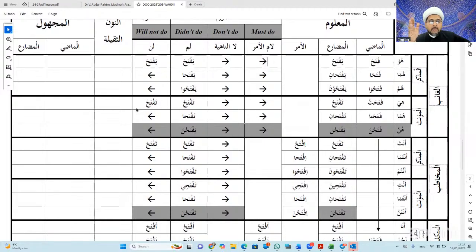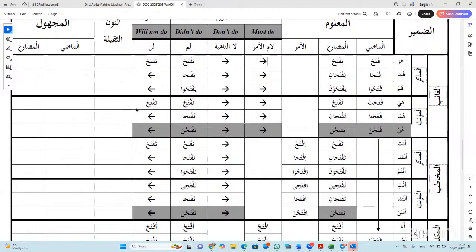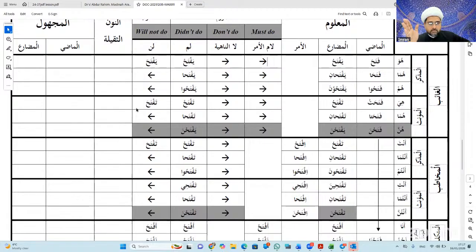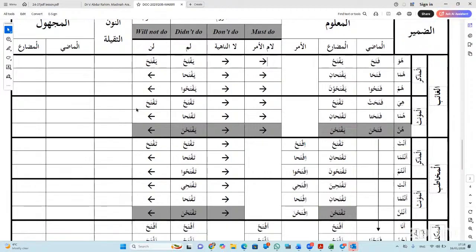What does the word qata'a mean? Qaf, ta, ain, qata'a. Qata'a yaqta'u means to cut. If I said I cut the bread, how would you say that in Arabic? What is the word for bread? Khubz, yes.